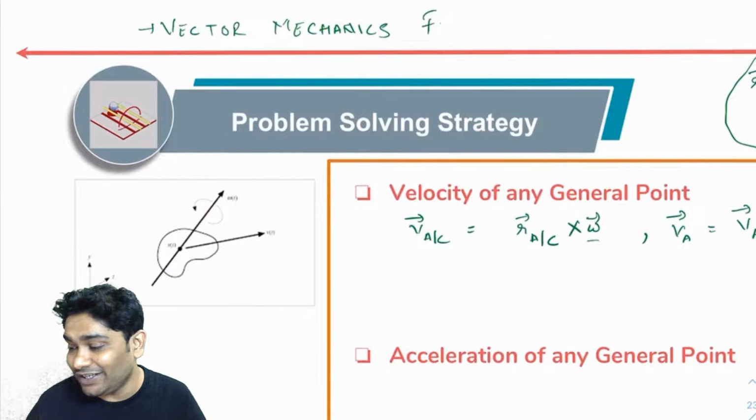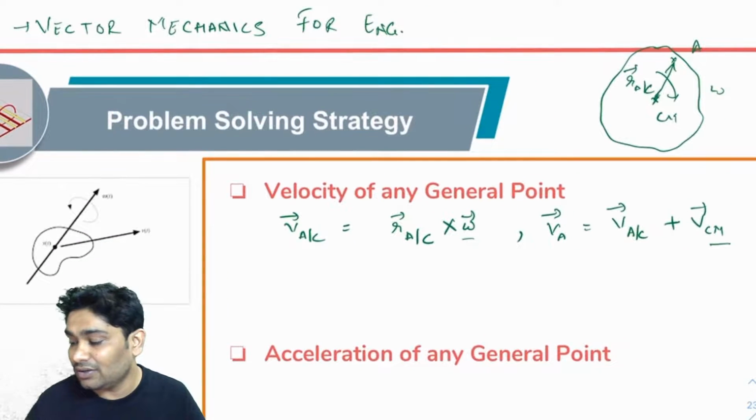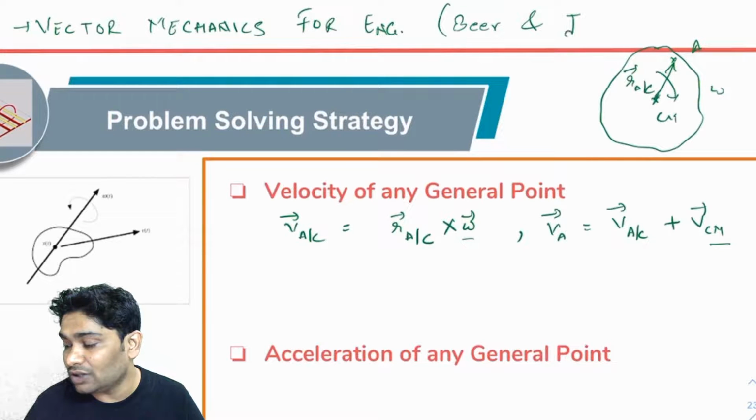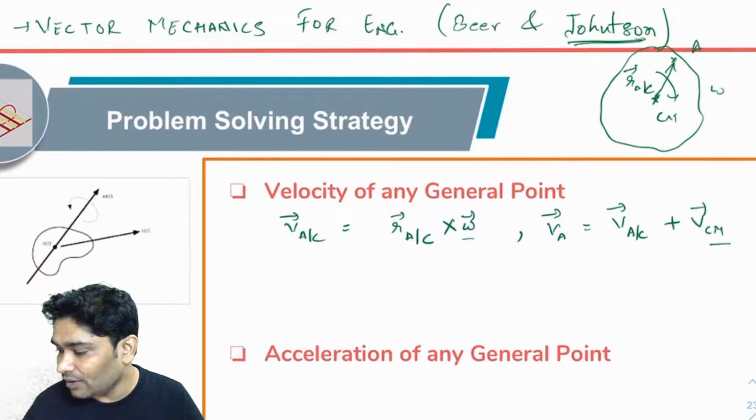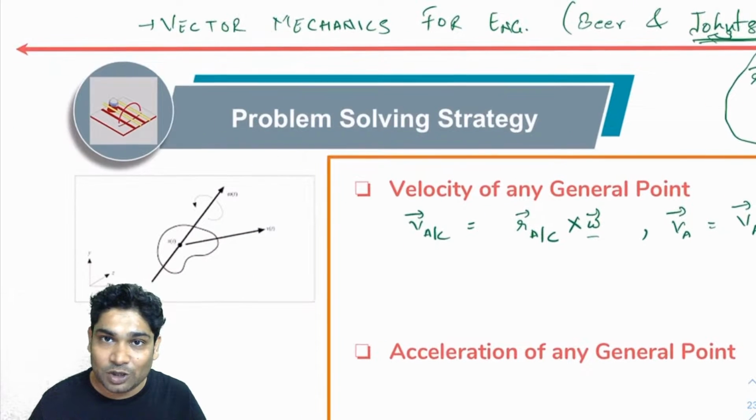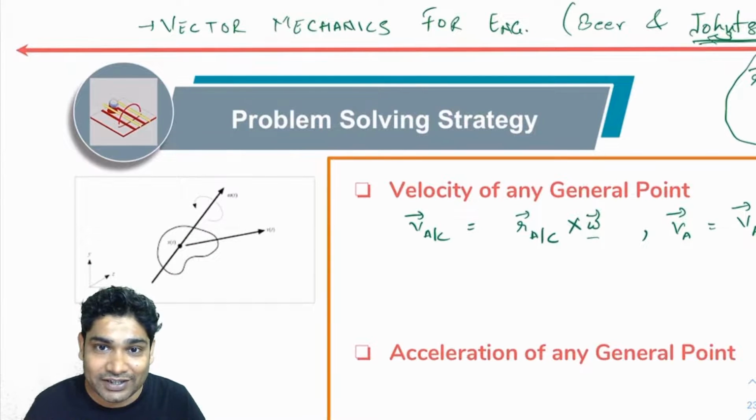Vector Mechanics for Engineers by Beer and Johnson. I'm not sure about the Johnson spelling, you will have to check. I think the N and H would be the other way around. But Vector Mechanics for Engineers by Beer and Johnson, that is a wonderful book.